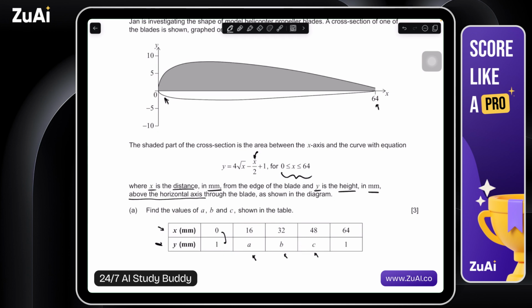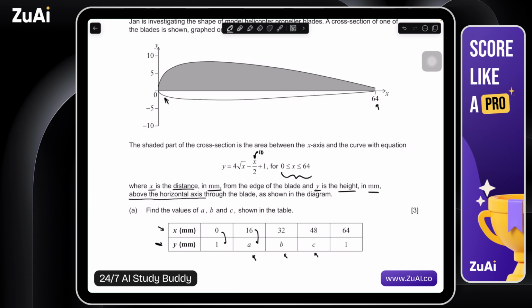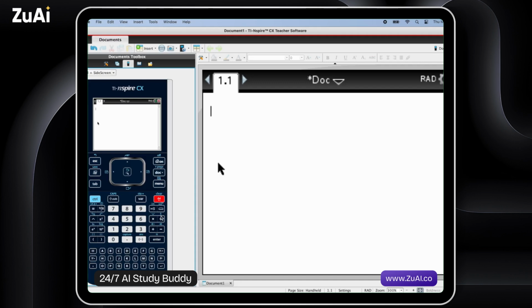So, to find the value of A, let's input the value of 16 into our function, for example, and then we'll do the same thing for 32 and 48. Okay, so let's go to the calculator and work out these values. We have a function for square root. Our first value is 16. Minus, we'll get a fraction here. This is going to be 16 over 2, and then it's going to be plus 1.